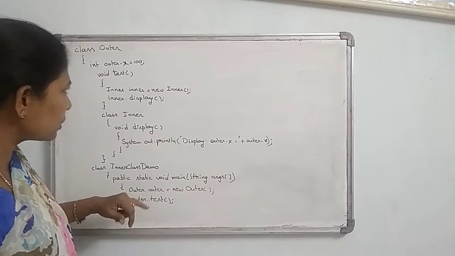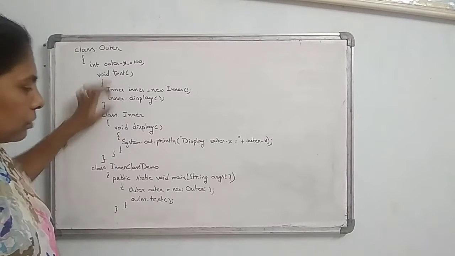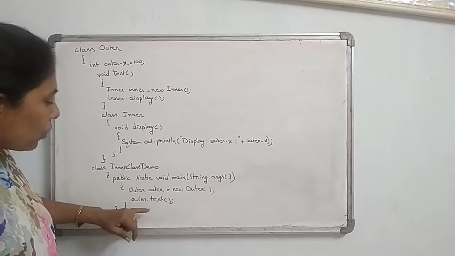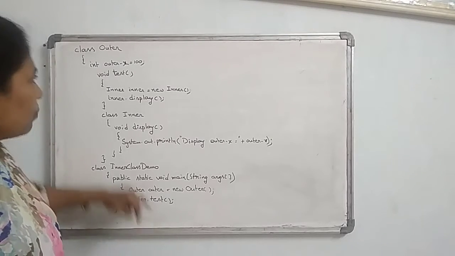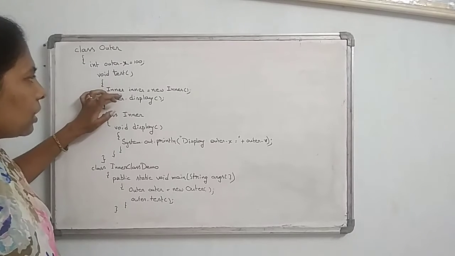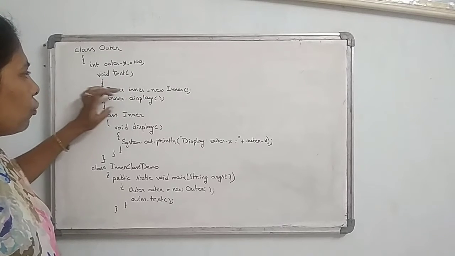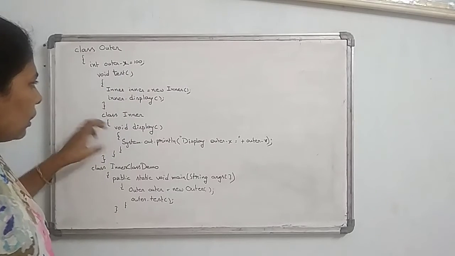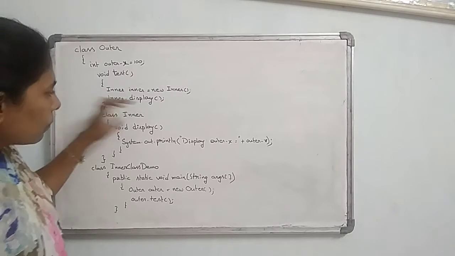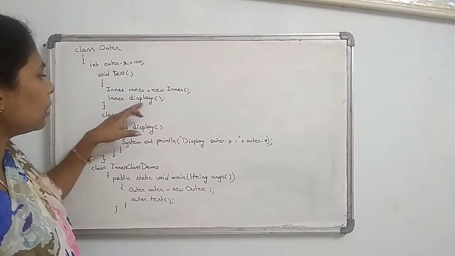Now I want to access the method of the outer class. The method of the outer class is test. So outer.test(). Whenever you access outer.test, it goes to the test method. In the test method, first I am creating the object of the inner class, and I am accessing the inner class method display, so inner.display().